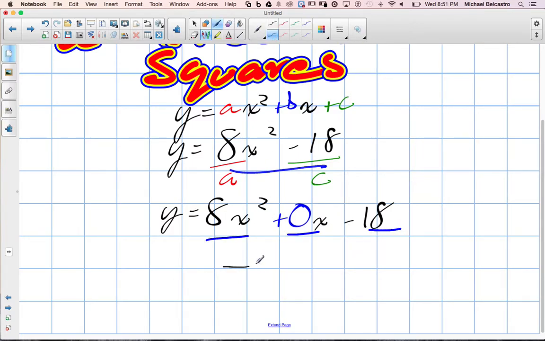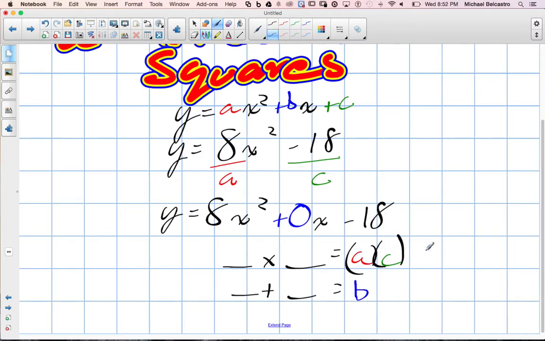If you remember, fearless factoring states we need 2 numbers that multiply to whatever a times c is, and those same 2 numbers need to add up to whatever our b is. So a times c could be tough. It ends up being 144 if you put it in. What's our b value? 0. Now, actually, it's not just 144. It's positive 8 times negative 18, so it's negative 144. We have to keep that because that's really important.